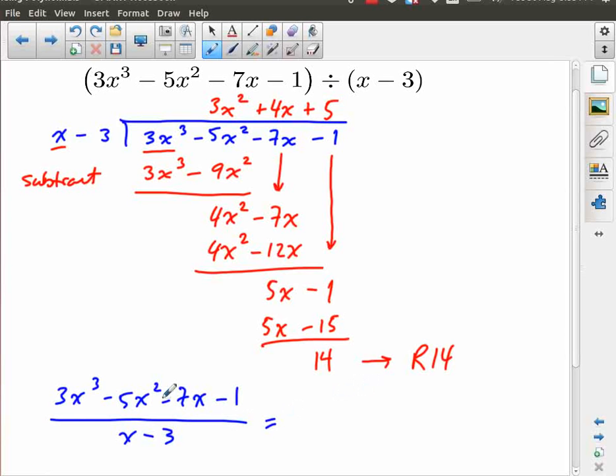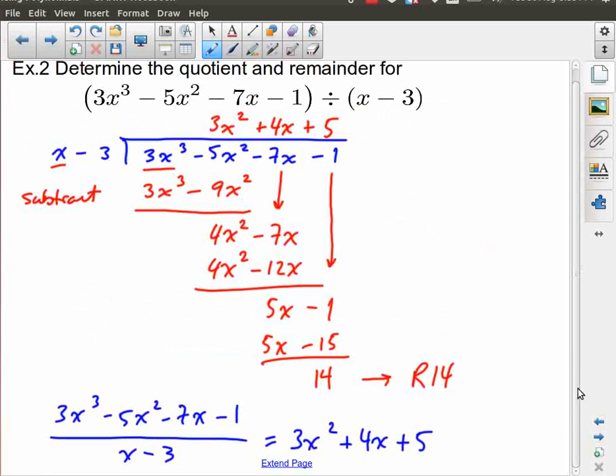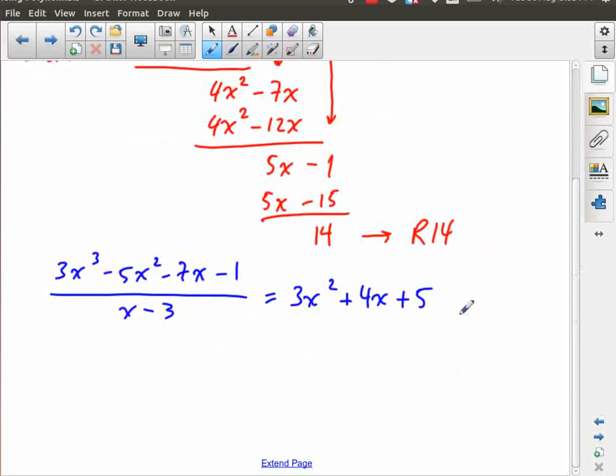Okay, so what is the answer to this? Well, we've answered it, but now how do we represent that answer? Well, the answer to that is here. 3x squared plus 4x plus 5. And that, just like here, that's the whole number part, but we have to also address the remainder. The remainder was positive 14, so that's going to be plus 14.